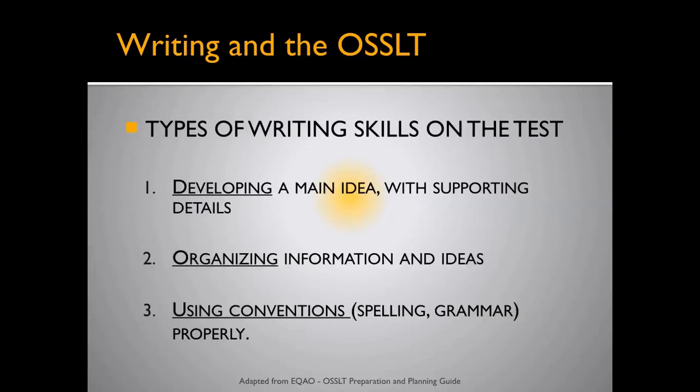The type of writing skills they're looking for is that you be able to develop a main idea with supporting details. They're looking for you to organize information and ideas, and they're looking for you to use conventions, spelling, and grammar, for the most part properly. Now, are they going to ding you on little spelling mistakes? A little bit, but not too bad. It's when your spelling and your grammar take away from the understanding of the piece that there are more problems. So the conventions are there, but they're not as major as the other two, number 1 and number 2 on this slide.